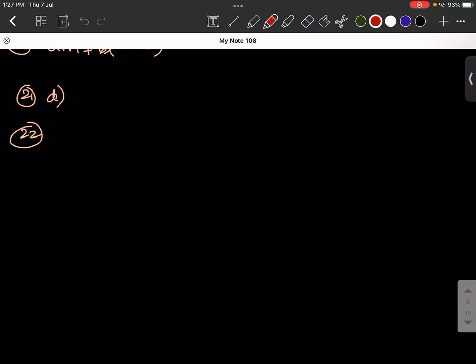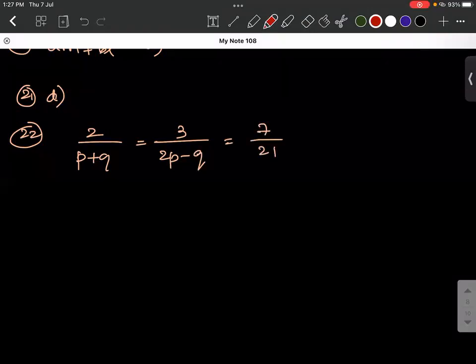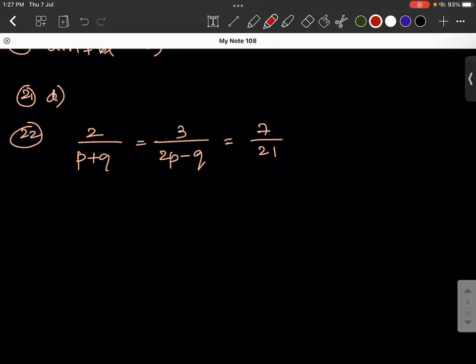Do the 22nd one. 2 by P plus Q is equal to 3 by 2P minus Q is equal to, no, it is 7 by 20. Okay. See, both the values are on the same side of equal to, then you can directly use them. So you will get P plus Q as 6 and 2P minus Q as 9. Is that clear?